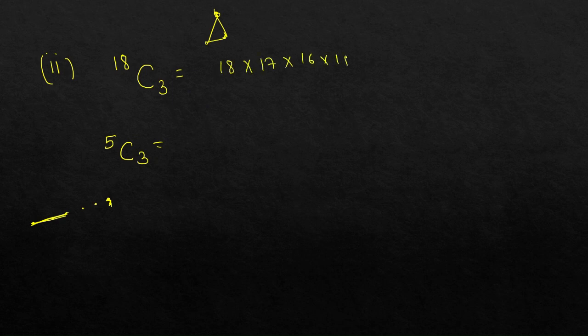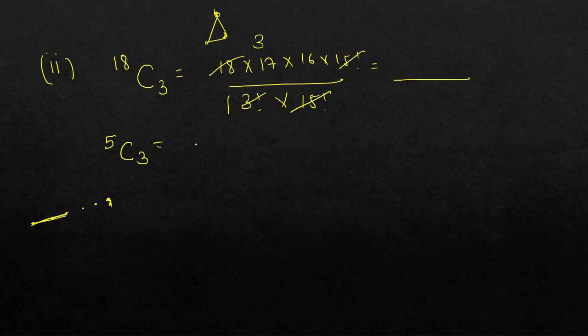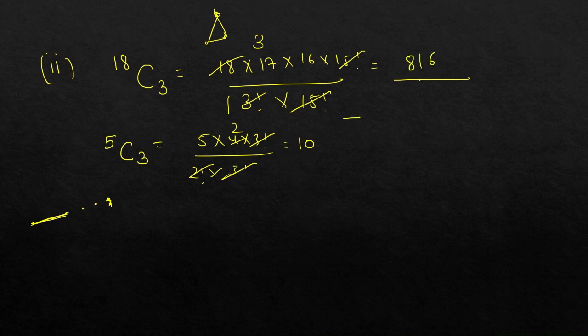18 into 17 into 16 into 15 factorial divided by 15 factorial into 3 factorial. So if we cancel, then 3, so 6 we have 3s, and then we'll multiply and get the answer. Then for 5C3 if we solve, 5 into 4 into 3 factorial divided by 3 factorial into 2 factorial, it will be again, this will be equal to 10. 17 into 3 into 16 giving us 816. So we'll subtract 10 from 816, which will give us 806 triangles.